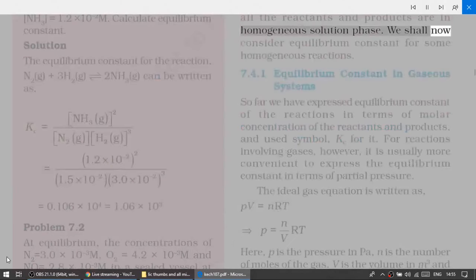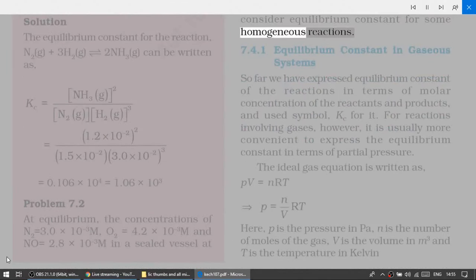We shall now consider the equilibrium constant for some homogeneous reactions. Equilibrium constant in gaseous systems. So far we have expressed the equilibrium constant of the reactions in terms of molar concentration of the reactants and products, and used the symbol Kc for it. For reactions involving gases, however, it is usually more convenient to express the equilibrium constant in terms of partial pressure.